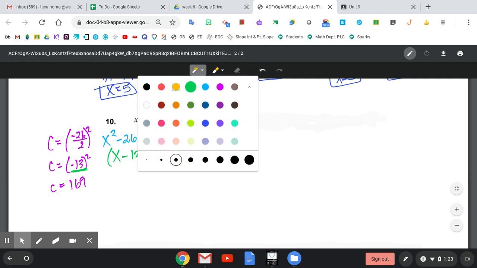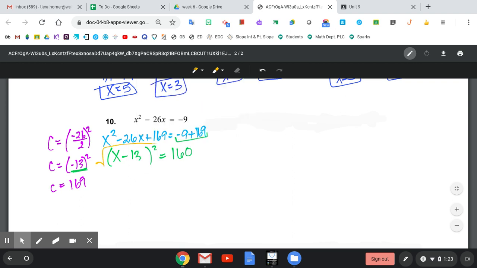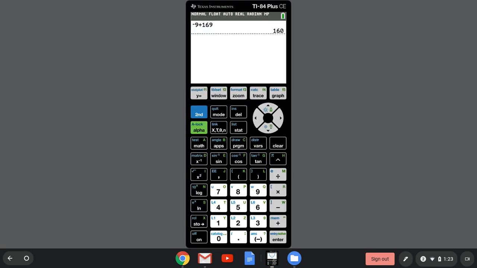Then next you should have taken the square root of both sides, because this square root will cancel with this squared. So all that's left over here is x minus 13. The square root of 160, I don't know what that is. So square root of 160, we get 12.649, blah, blah, blah, blah, blah.